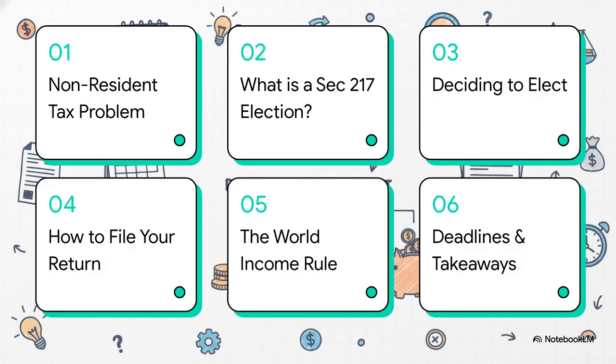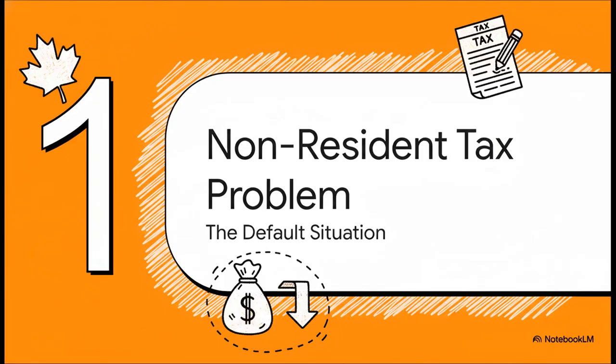So here's our game plan. We're going to start by looking at the default tax problem that a lot of non-residents run into. Then, we'll introduce the solution, which is, of course, the Section 217 election. From there, we'll get into the nitty-gritty: how you decide if it's the right move, the mechanics of how to file, and a critical rule you absolutely cannot forget. Okay, let's get right into it.